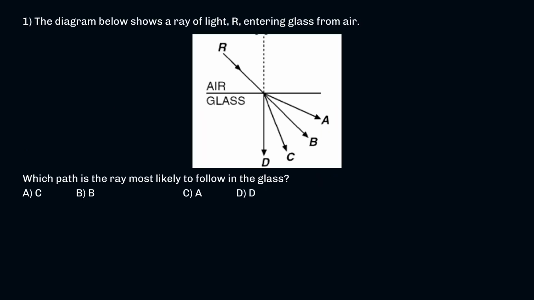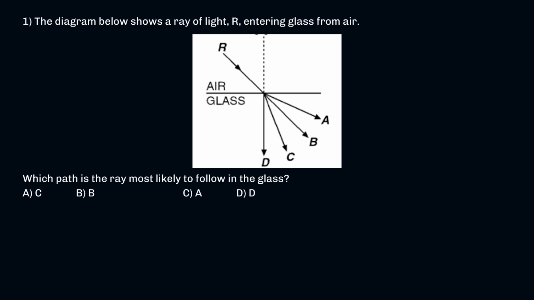All right, so our first example here: our diagram below shows a ray of light, the ray R, entering glass from air. Which path is the ray most likely to follow in the glass? I know the answer choices are a little bit out of order here, as they don't correspond with the actual letter that they go with, but we'll try our best to explain this.